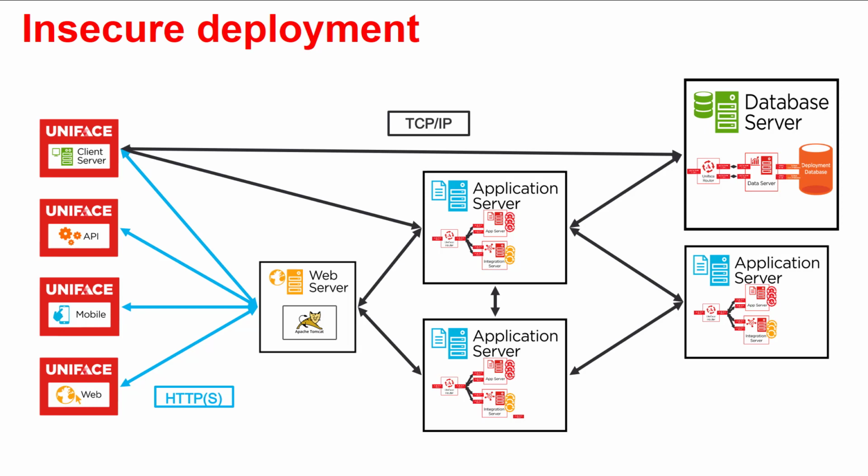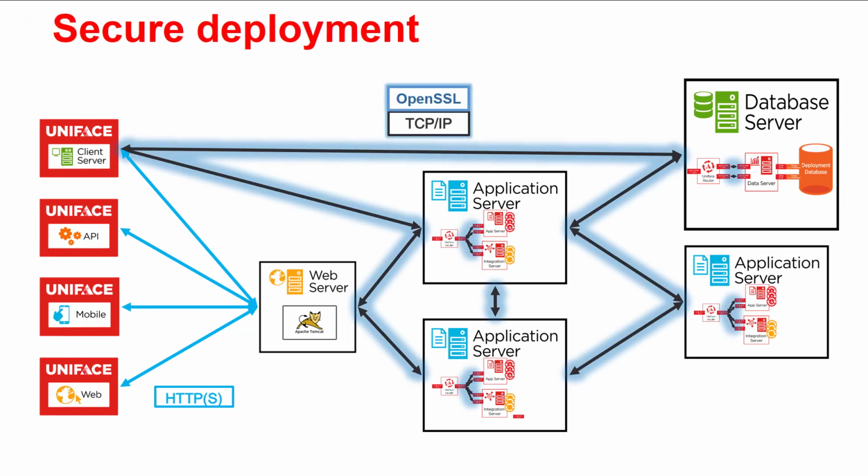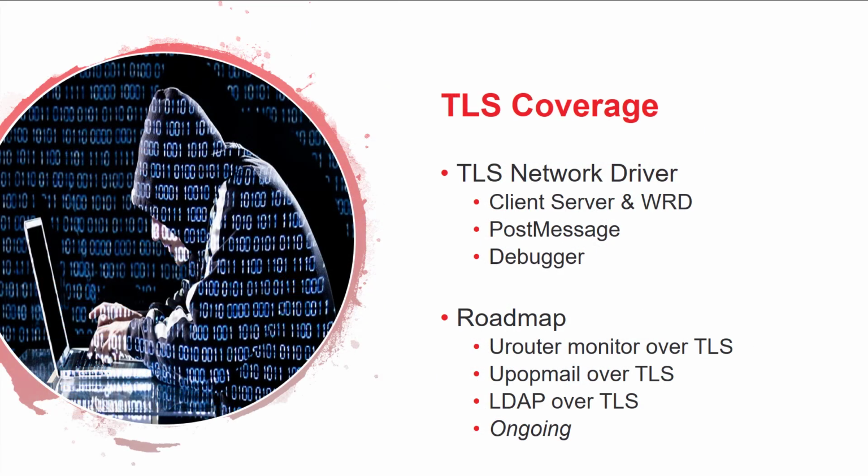So, given the addition of this OpenSSL layer, we now have a secure deployment. The TLS driver currently encompasses network traffic including client and server processes, whether exclusive or shared, the WRD, post messaging, and debugger communication. Coming next is uRouter monitor communication, UPOP mail, LDAP, and future requirements as they emerge.